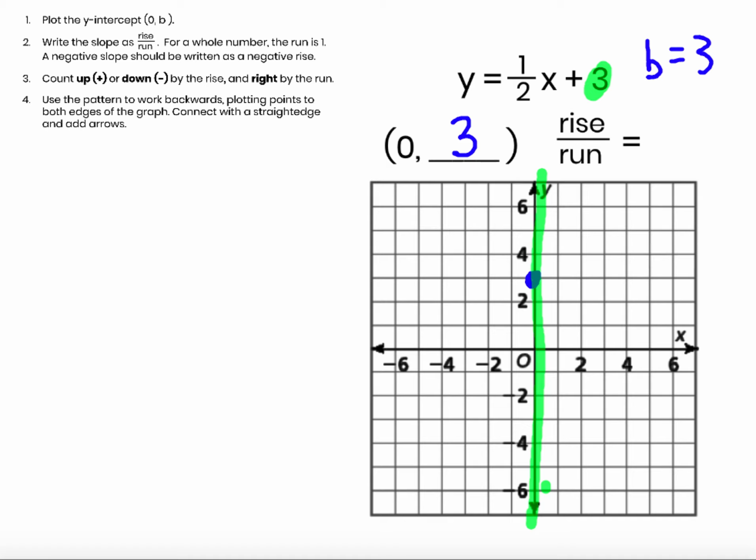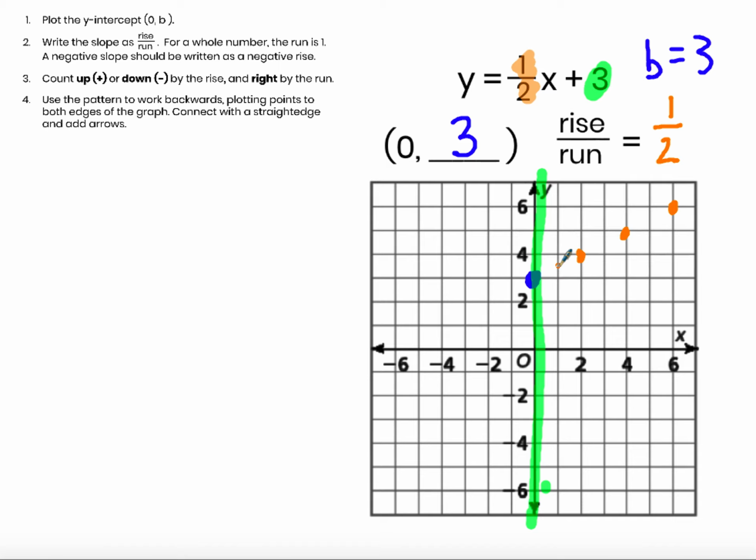When my slope is given as a fraction, this is actually a little easier. My rise is my numerator. My run is my denominator. That means my change in y is 1, my change in x is 2. When y goes up by 1, x goes up by 2. Up 1 over 2, up 1 over 2. Using my understanding of rate of change, this means when x goes up by 1, y goes up by a half.